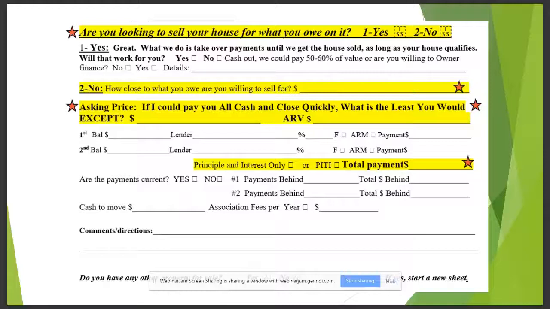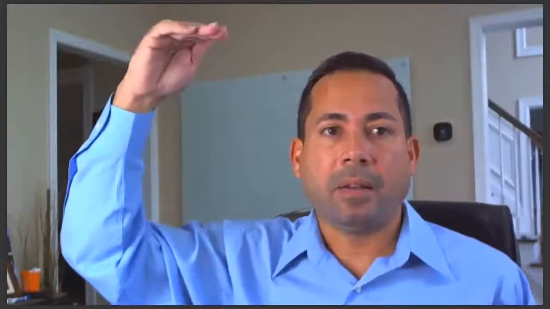If they say yes, but I need some money, which tends to come out, how much is a little bit of money? And never ask, what are you asking for the property? Because here's what happens. When you ask, how much do you want? They're thinking high. When we say, are you looking to sell the house for what you owe? They're thinking low. And if they say, no, I'm not looking to sell it for what I owe, then I say, well, how close to what you owe would you sell it for?